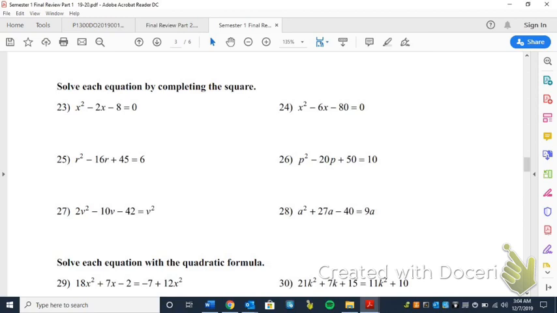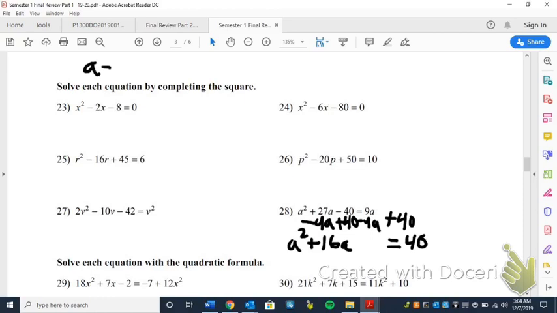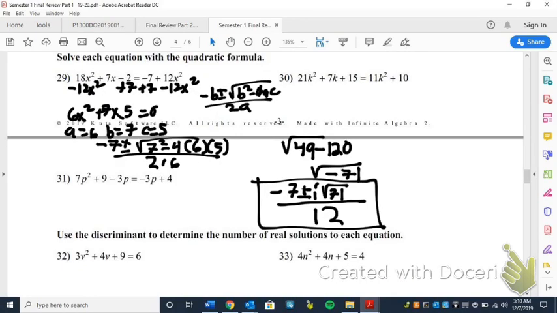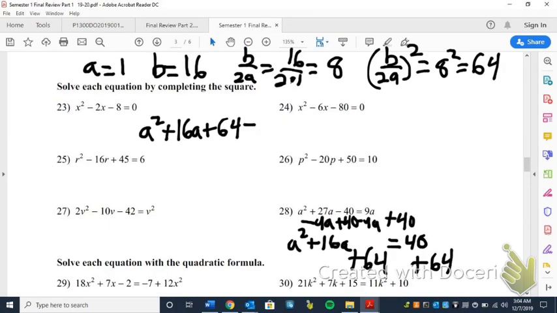Finally, we have 28. We're going to subtract 9a from both sides, add 40. So we end up with a squared plus 16a equals 40. A equals 1, b equals 16. B over 2a equals 16 over 2 times 1, or 8. Positive 8 this time. B over 2a squared equals 8 squared, or 64. Add 64 to both sides, and we get a squared plus 16a plus 64 equals 104.